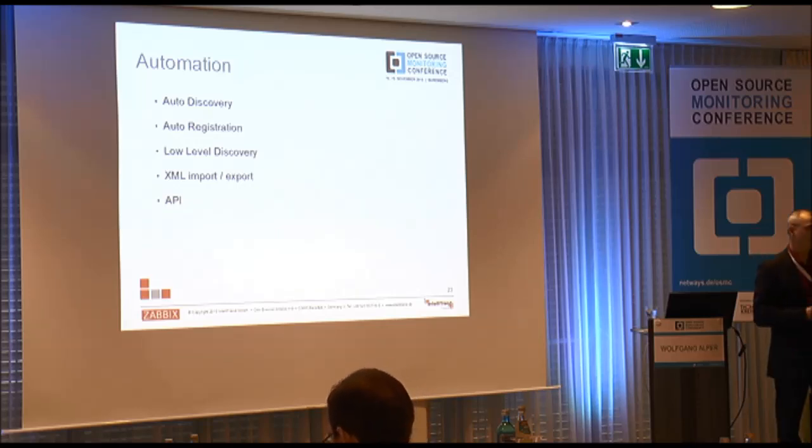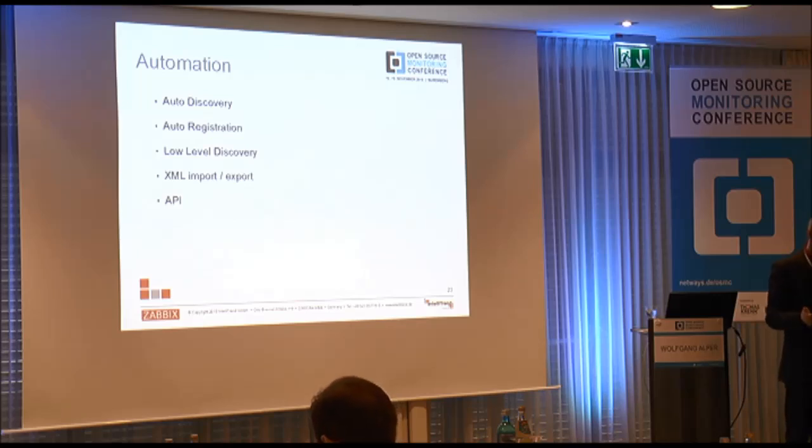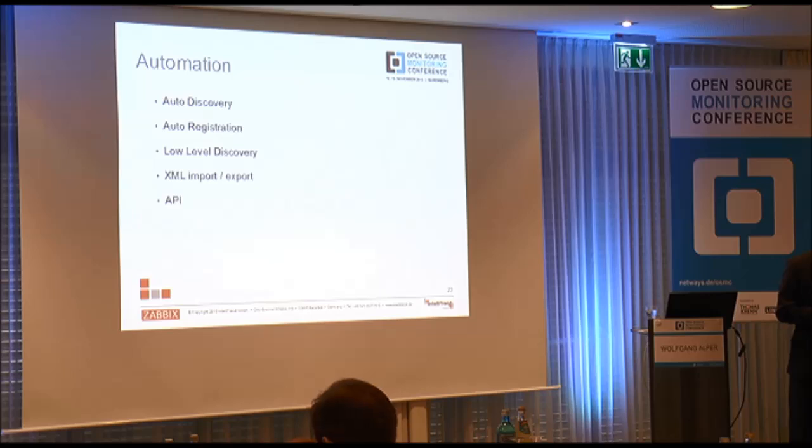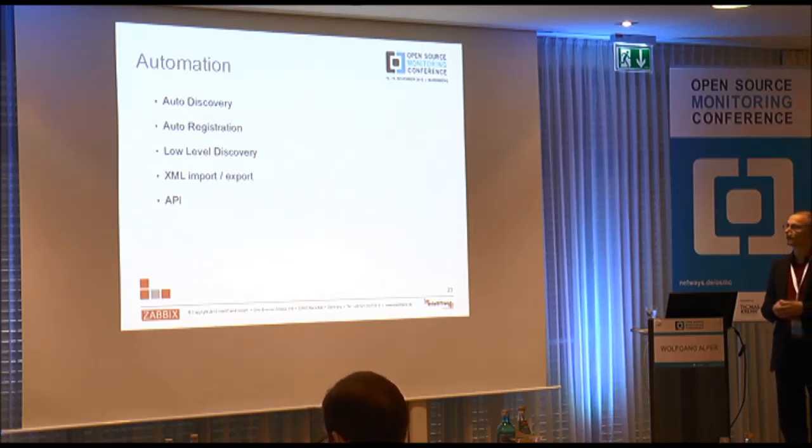Low-level discovery means, let's say you have a different number of network interfaces, you have a different number of file systems and stuff like that. It's very hard to work with hard-coded items, and here comes low-level discovery, which allows you to query, for example, give me a list of file systems, give me a list of network devices, and then based on that list, you can define rules to automatically create items, triggers, and stuff like that. Very, very powerful, really, really powerful. So the low-level discovery is really, really good.